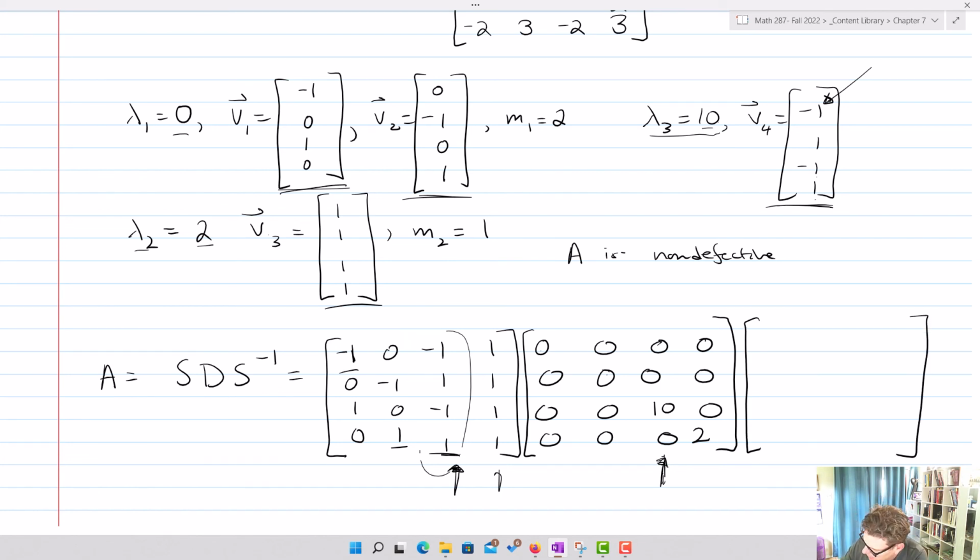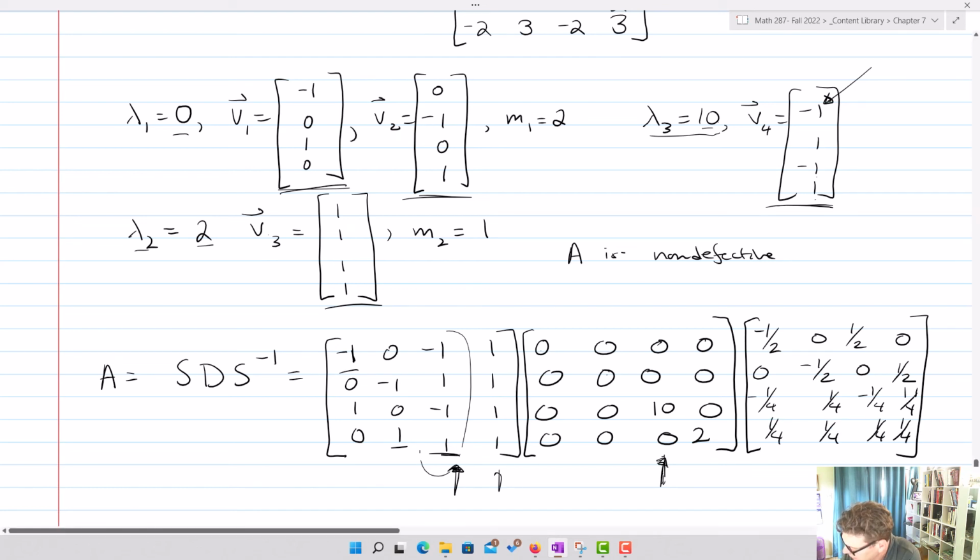So what we're going to do basically is go in and find the inverse. And so my inverse matrix here is going to be -1/2, 0, 1/2, 0, 0, -1/2, 0, 1/2, -1/4, 1/4, -1/4, 1/4, 1/4, 1/4, 1/4, 1/4. And that is our diagonalization. So it is S D S inverse.